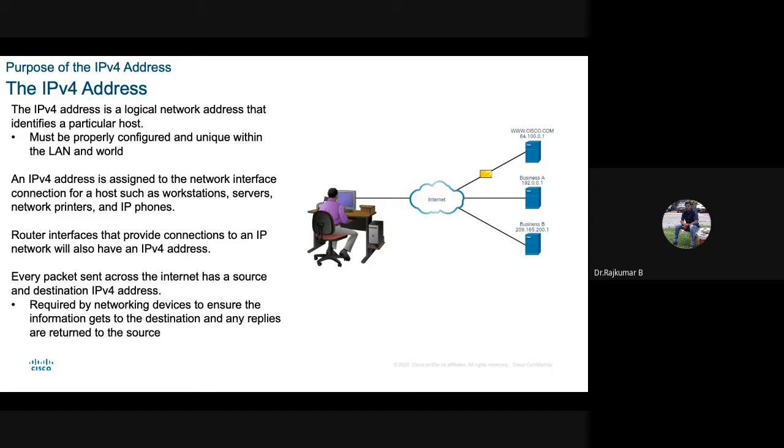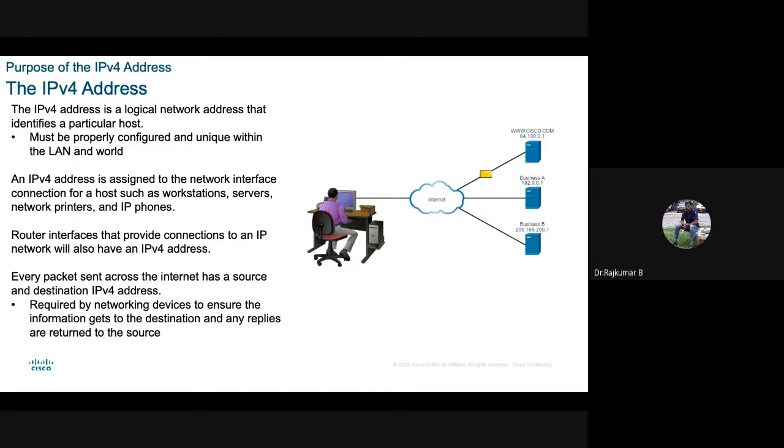This is only logical, meaning the address assigned to a particular device at a particular instance of time may not be the same for the next booting. That may change, which is why we call it the logical part. This IP version 4 address must be properly configured and unique within the local area network for local communication. It must also be properly configured and unique in the world for remote communications. This is how a host is able to communicate with other devices on the internet.